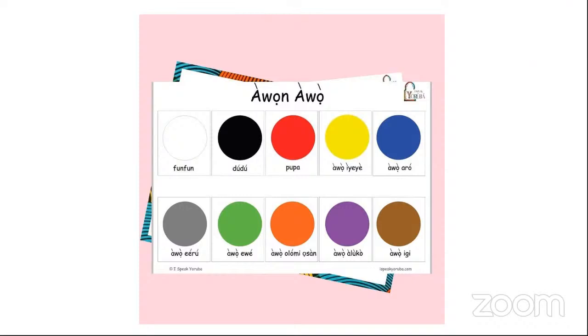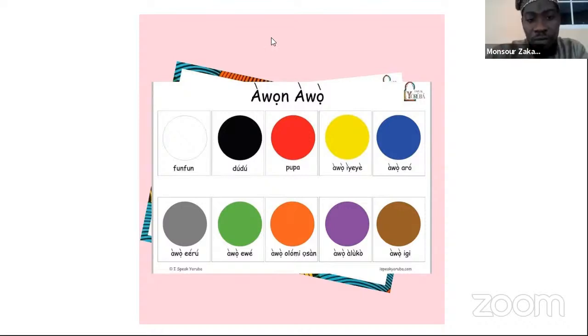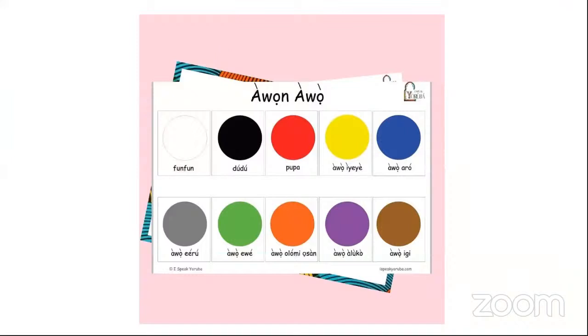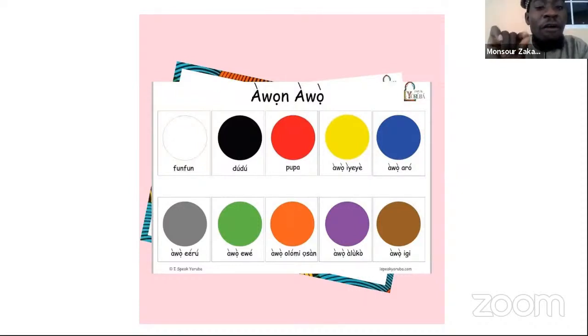It's not e, it's eru. Like you want to say letter A. Listen, like you want to say letter A. Eru. A for eru.